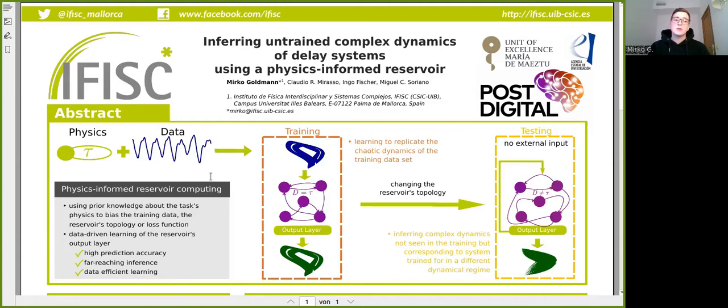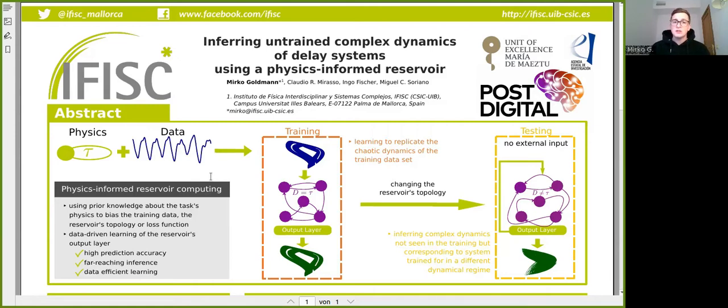In this work, we describe how we can inform a reservoir computer about the physics underlying the task, and having informed the reservoir in the testing phase, we will explore dynamics which were not part of the training. So in physics-informed reservoir computing, we use prior knowledge about the task, and then we bias the machine learning model using either training data, the reservoir's topology, or the loss function. After this, we drive the machine learning model with the data and learn only the output layer.